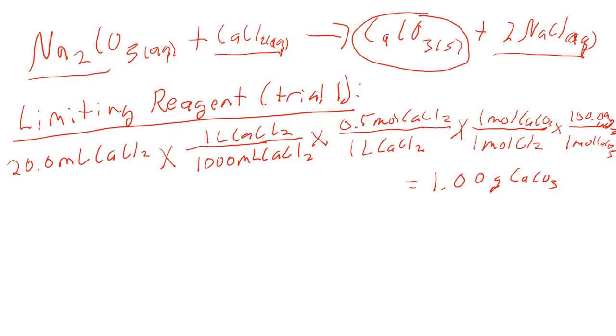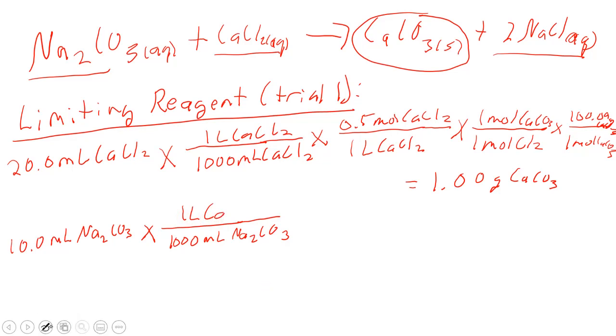Now let's do this with the sodium carbonate and find out which one is our limiting reagent. We're going to mix 10 milliliters of sodium carbonate. Again, we're given our concentration as molarity, which means that we'll need to convert our milliliters to liters, to 1 liter of sodium carbonate. And then we have a 1.5 molar solution, which means that I have 1.5 moles of sodium carbonate per liter.